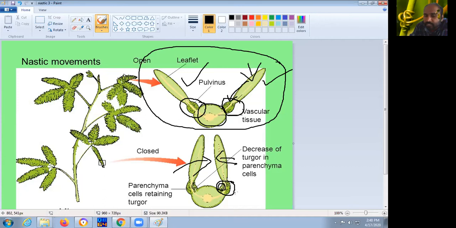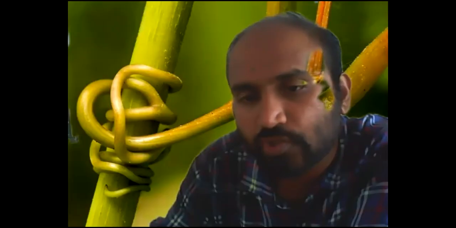So the principal cell responsible here is Pulvinus. Pulvinus withdraws water, so the leaves shrink. When the Pulvinus comes back to the normal state, the leaves open up. So that's what happens in the nastic movement in the touch-me-not plant, or the mimosa plant. Hope you understood this one also. Again, it's very easy to understand.